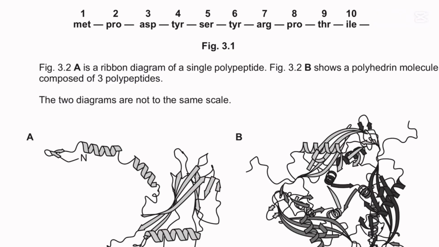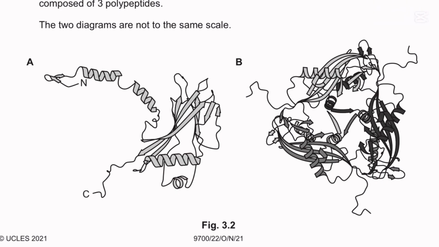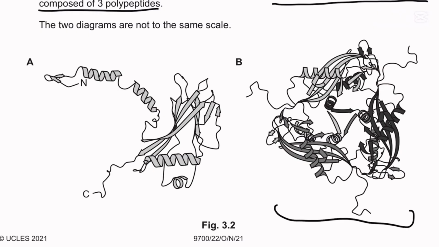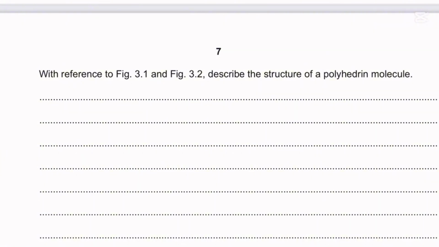Each polypeptide is 245 amino acids long. The first 10 amino acids of the polypeptide are shown in figure 3.1. So you have methionine, proline, asparagine, okay. And figure 3.2a is a ribbon diagram of a single polypeptide, and figure 3.2b shows a polyhedron molecule composed of 3 polypeptides. So you have the entire polyhedron molecule versus a single subunit of it. And he's saying here, with reference to figure 3.1 and figure 3.2, describe the structure of polyhedron.